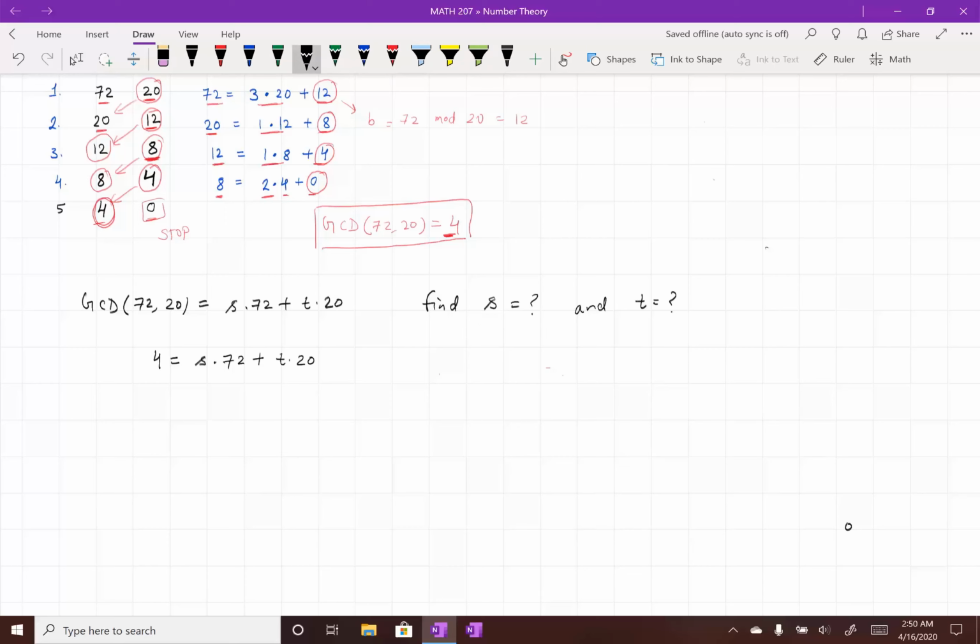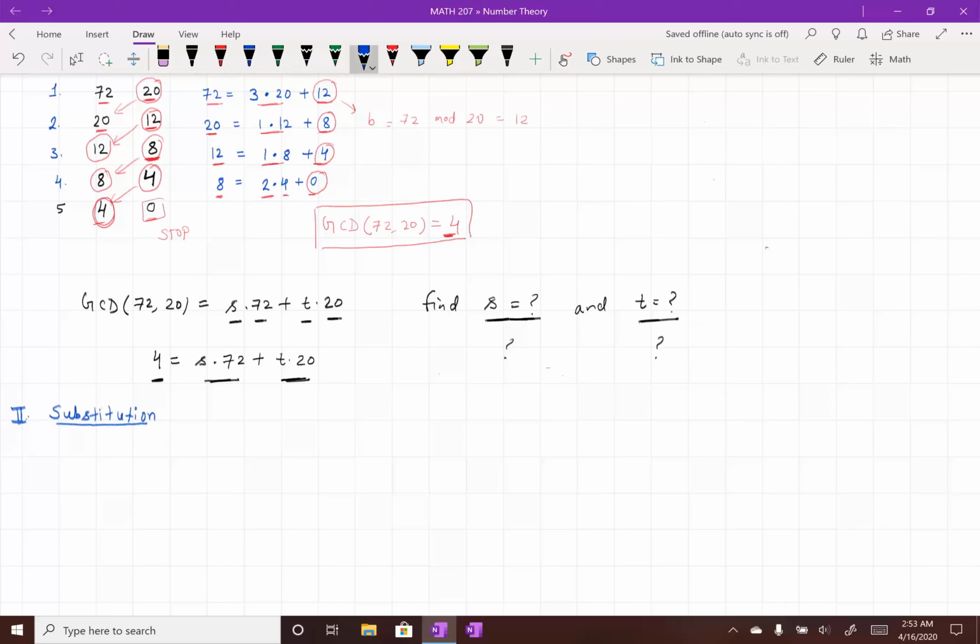the next question we are trying to answer is whether the GCD of 72 and 20 can be written as a linear combination of 72 and 20. That means whether it can be written as s times 72 plus t times 20. Can you find those values of the coefficients s and t? Since the GCD of 72 and 20 is 4, in other words we are asking whether 4 can be written as s times 72 plus t times 20, and then find those values of s and t.